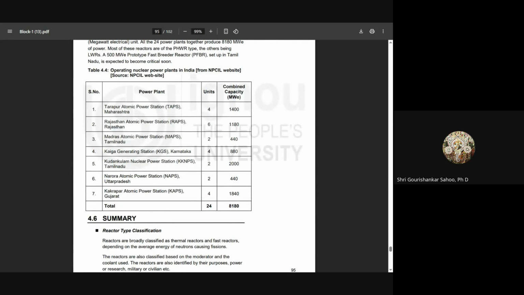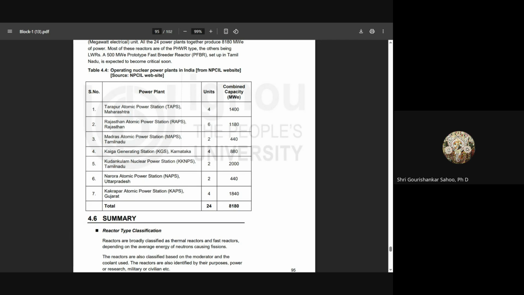So there are some power plants in India. Tarapur Atomic Power Plant has a capacity of 1400 megawatt. Rajasthan Atomic Power Stations, 1180 megawatt energy from producing units. Madras Atomic Power Station, Tamil Nadu, 440 megawatt.